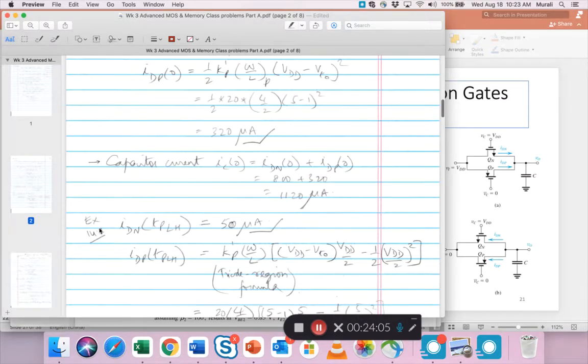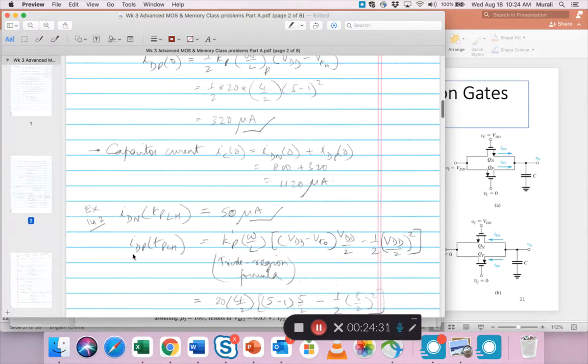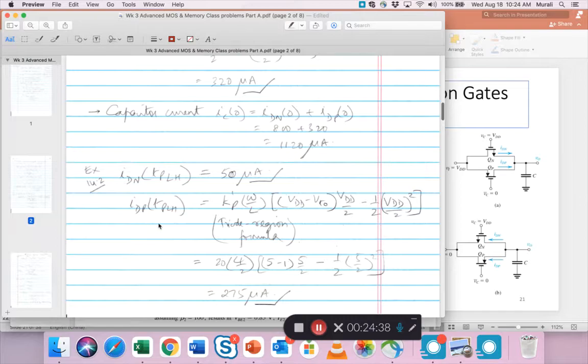From exercise 14.2, the example we just saw, there we had only one device, an NMOS device, and we found the current at this TPLH to be 50, right? So we are borrowing that value from there because the switch is the same, the process is the same, and the TPLH happens at the same time. But we still have to find IDP because previously there was no PMOS. There was only one device. Now we have both. And to find this, we use the triode region formula.